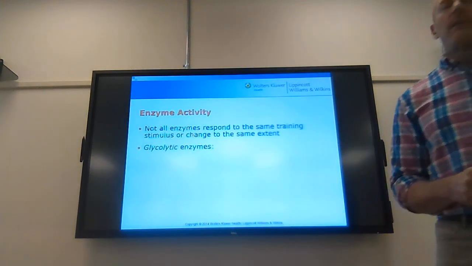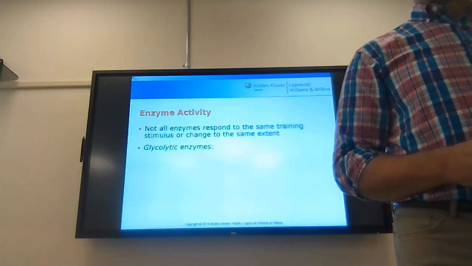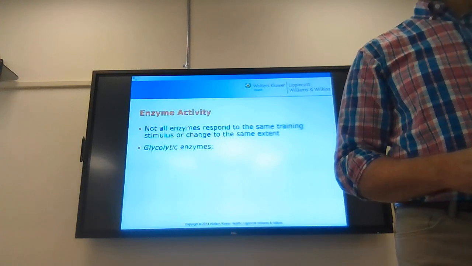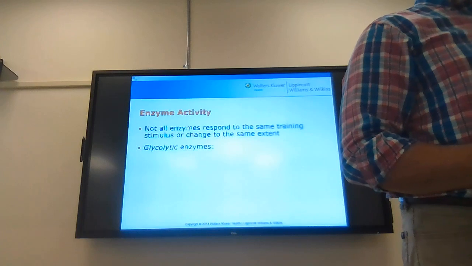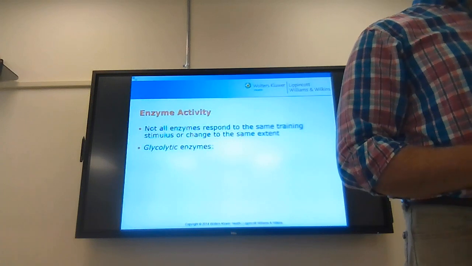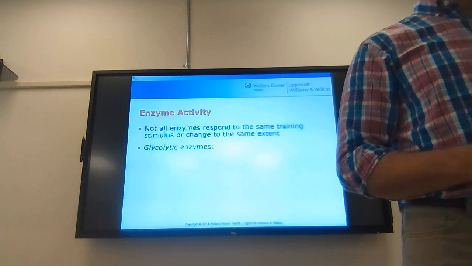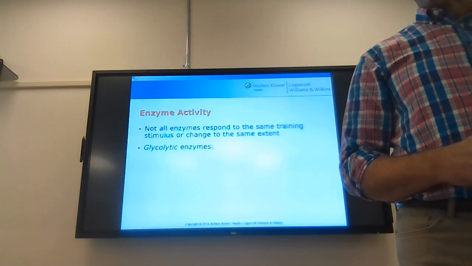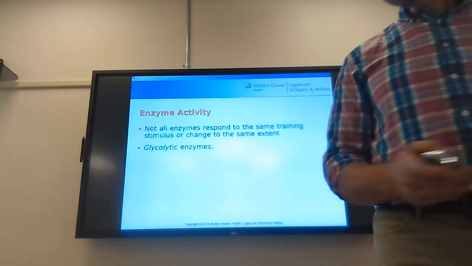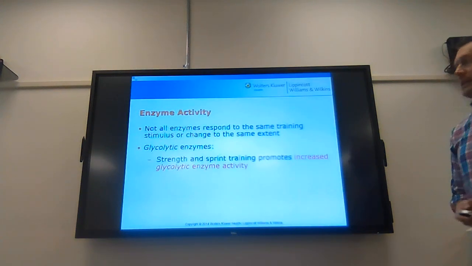So chapter 5 is on training adaptations. And so we see adaptations in enzymes, because remember, it's enzymes that allow for ATP production. Each of our metabolic pathways, phosphagen, glycolytic, oxidative, they all have enzymes that are emphasized. They all have rate-limiting enzymes. So it's the rate-limiting enzymes that we see increases, and that's very important because then we can produce faster ATP production. So in terms of glycolytic enzymes, we see increased glycolytic activity.